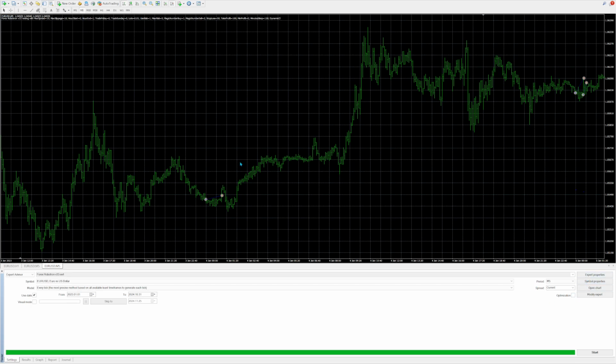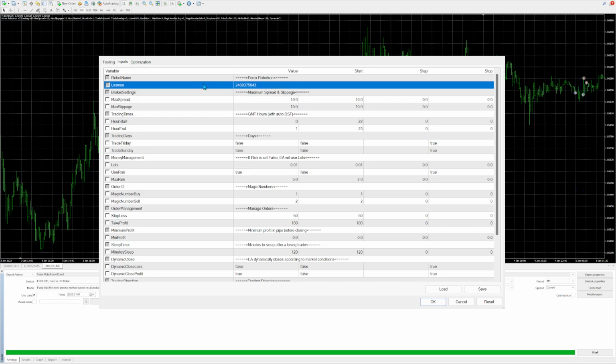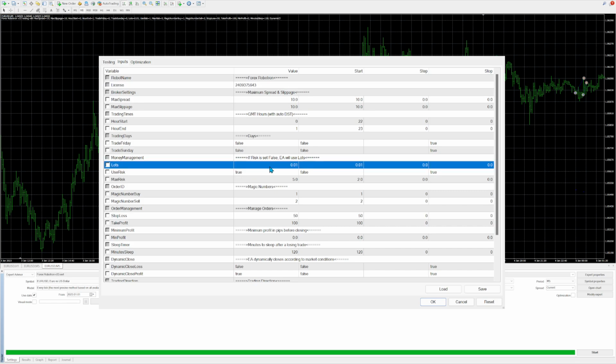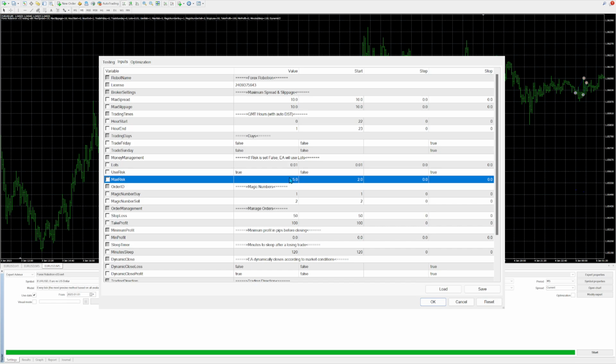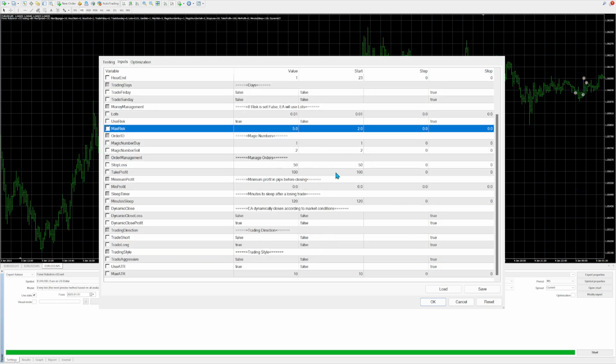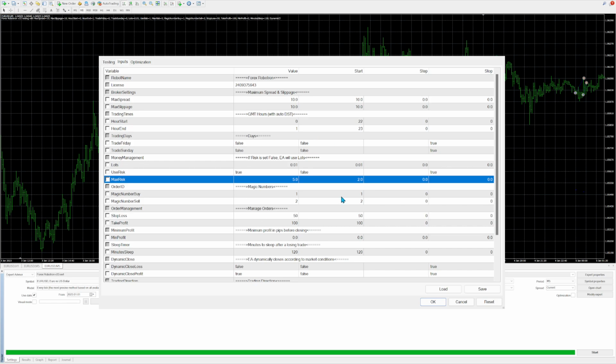In any case, you will need to enter your license number here, and you will also need to choose your lot size here. Okay, if you have use risk set to false, you need to set your lots in here, or you can just set use risk to true, choose your risk percent, and the EA will calculate the lot size for you. Okay, there are some other settings available to experiment with, or you can just use, as I said, the default settings straight out of the box.